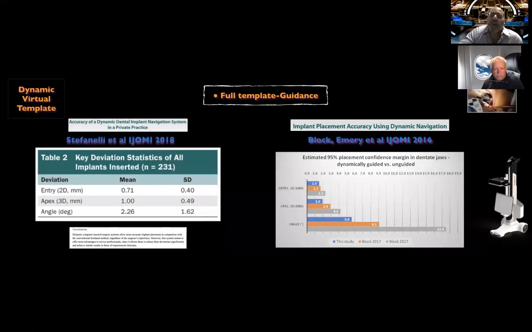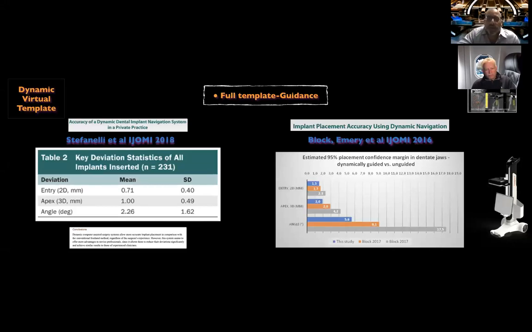And the advantage of going into virtual dynamic navigation is quite simple. We have some wonderful articles that were written by Stefanelli, which is a JOMI article, and also by Michael Block and Emery, also a JOMI article, that have estimated the confidence and the accuracy of using these dynamic implant navigation systems. And there are a few of them out there. And then the question is, oh, well, which one do I go with?